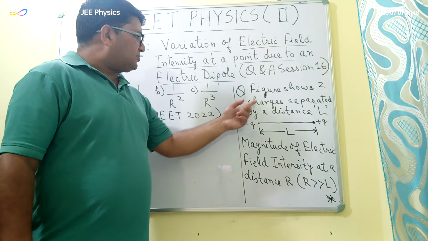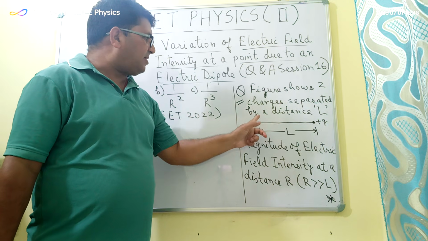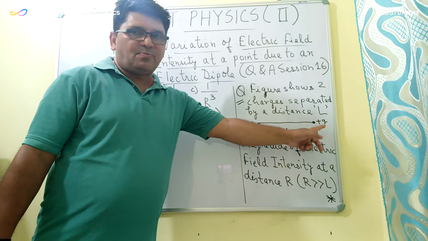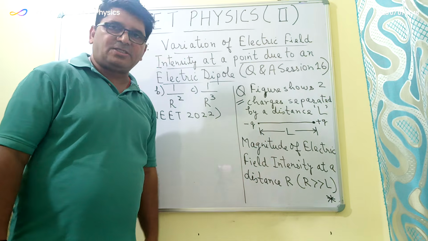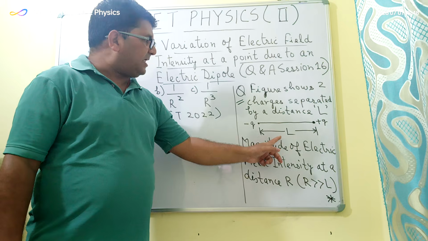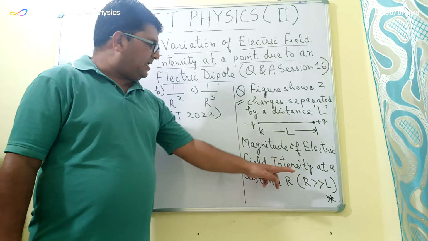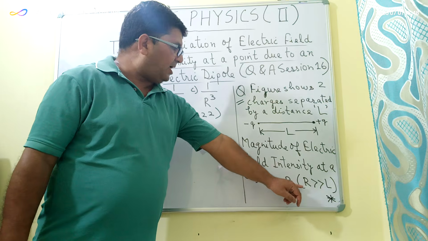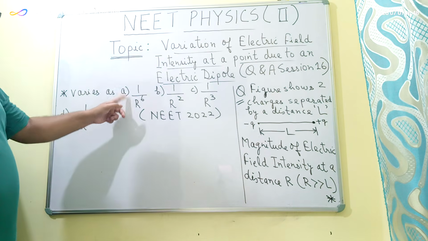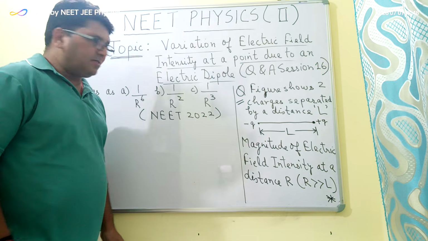So in the question there is a figure which shows two charges which are separated by a distance L. So this is a negative charge and this is a positive charge. The magnitude of both the charges are the same and they are separated by a distance L as shown in this figure. So the magnitude of the electric field intensity at a distance R, where R is very large in comparison to L, varies as, we have been given 4 options and we have to find the correct option.